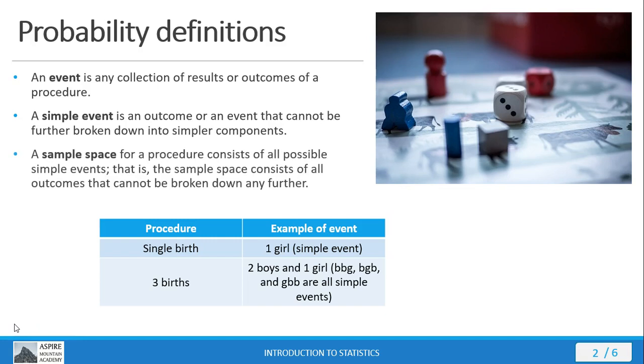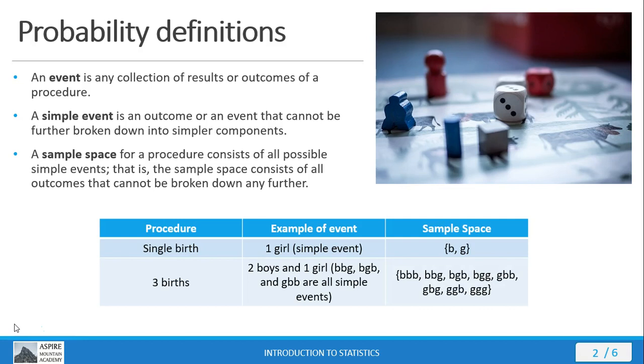This leads us to the concept of sample space. For any given procedure, the sample space is just all the possible outcomes that could occur from that procedure that are simple events. In other words, the sample space is the list of all the possible outcomes that cannot be broken down any further. Looking back at our single birth, the sample space here would be 1 boy and 1 girl, because for one birth, you could have either 1 boy or 1 girl. Those are the only possible outcomes you get from a single birth, and therefore this is our sample space. It contains 2 outcomes, both of which are simple events.